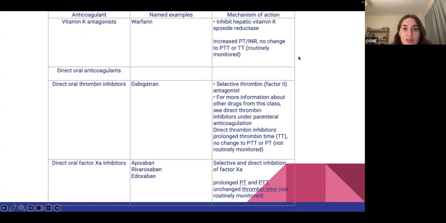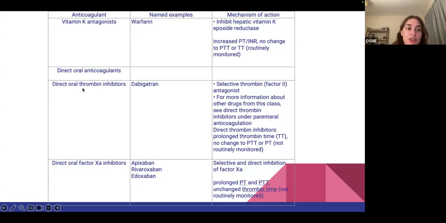This is a table I made just to help summarize the different types of anticoagulants. So warfarin's the only vitamin K antagonist, and it's the only one that requires monitoring. And you do this via INR. So on a blood result, if someone's on warfarin, you would expect an increase in prothrombin time because vitamin K affects factors 2, 7, and 10.